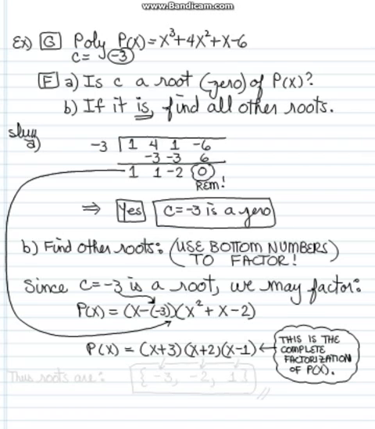And we were able to do this by carefully using information on the bottom row of our synthetic division after we got our 0 remainder. Now, they asked us to find all the roots. They gave us a possible root c equals negative 3. We tested it. We got a 0 remainder. We had a party. We stated c equals negative 3 is a root.